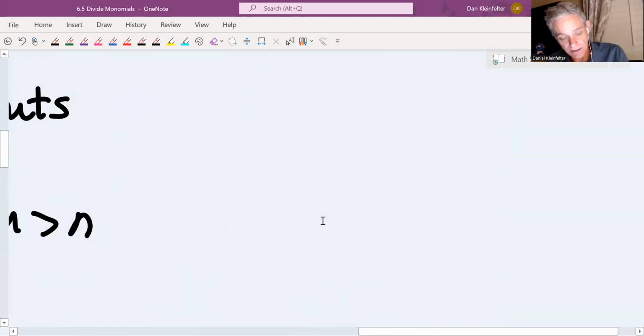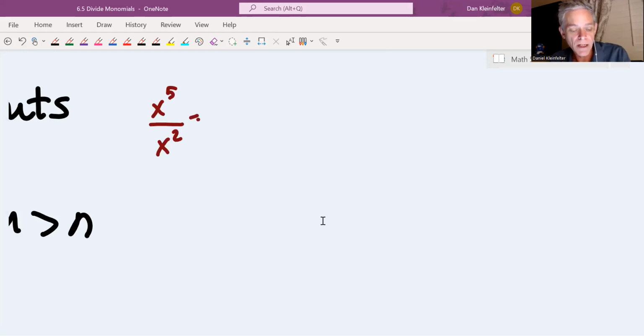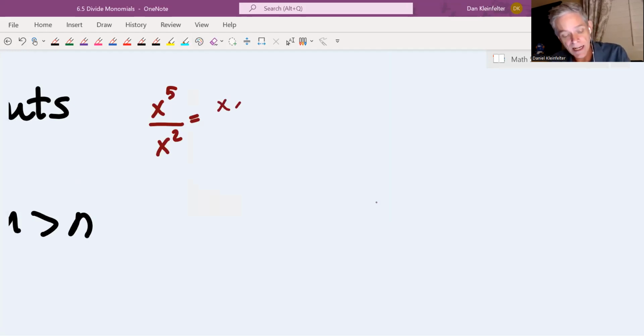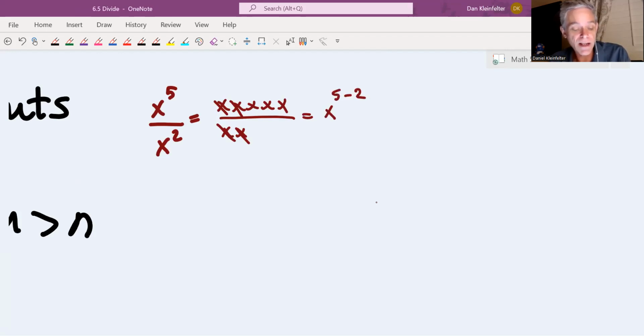Okay, let's start off little. If we had x raised to the 5th power divided by x squared, just thinking about how fractions work, this is the same as having 5 x's divided by 2 x's, right? The 2 x's from the denominator would cancel, leaving you with 3 in the numerator. And that 3 is the same as 5 minus 2.